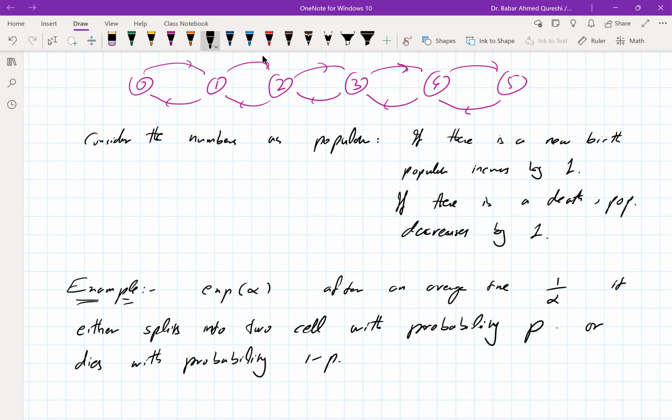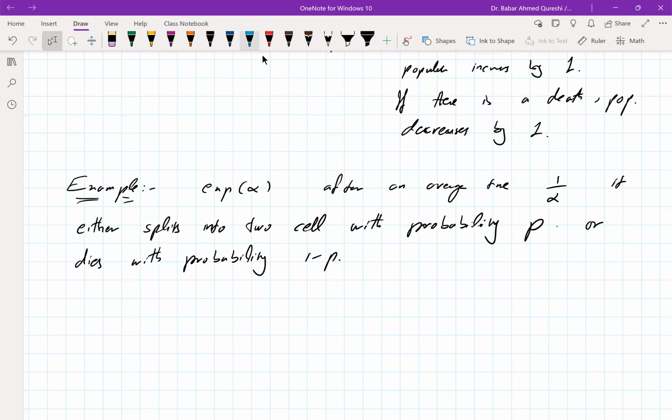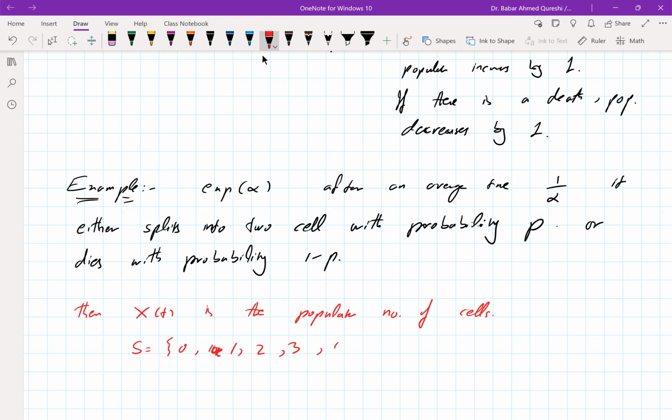So then your random variable is the population. Then X of t is the population, the number of cells, and your state space is 0, 1, 2, and so on.